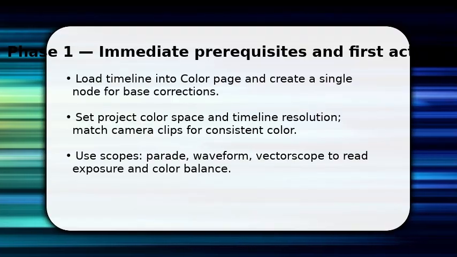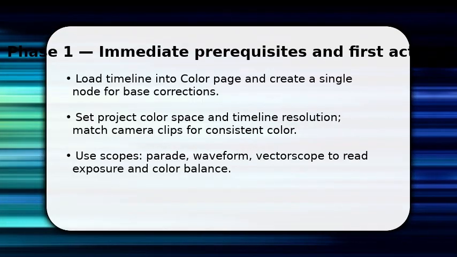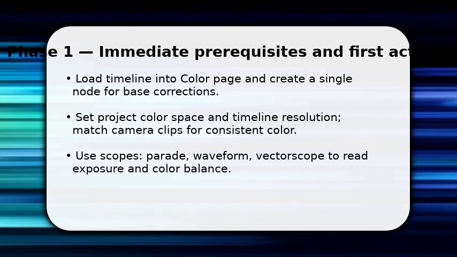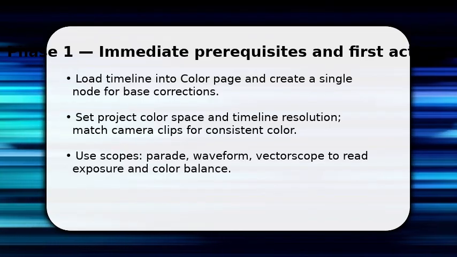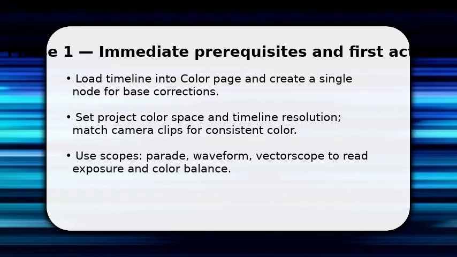You begin by making quick, practical choices. Set the correct project color space and load the timeline into the color page so you're working in the right environment. Next, create one node and call it base. Use it for the first pass. Look at parade, waveform, and vector scope to see exposure and skin tone offsets. This tells you what to change. Once done, use lift, gamma, gain to bring highlights, mids, and shadows into a balanced range.